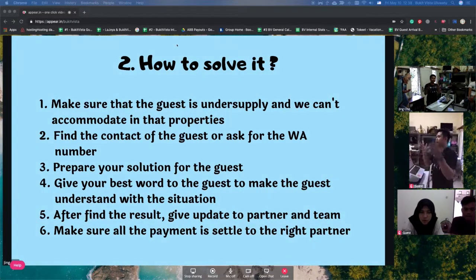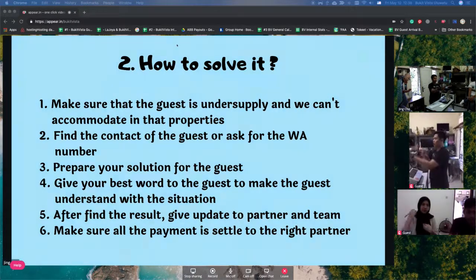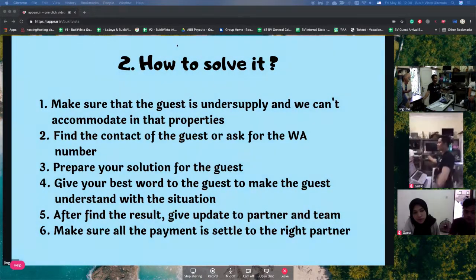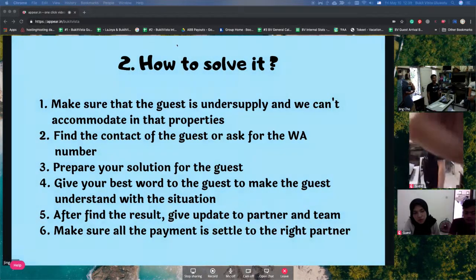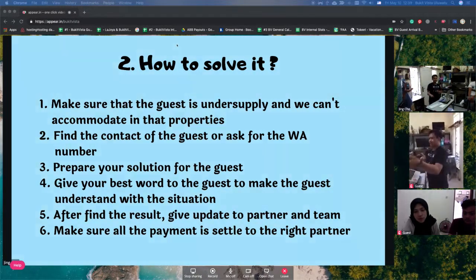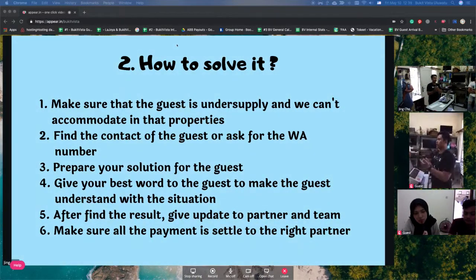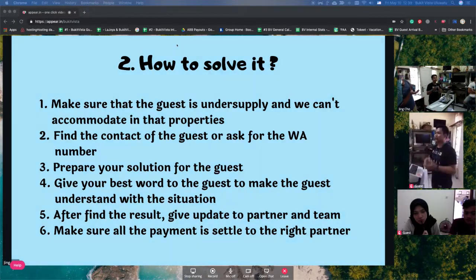Okay, so after that, the second one, we have to find the contact of the guest via WhatsApp or WeChat or anything, and then prepare your best solution for the guest. So we have to bring our gun before we have a war, right? Don't just bring your body to the war, so that you just die. You have to bring something to give the solution, and then you shoot the guest. So you have the best bullet for the guest.